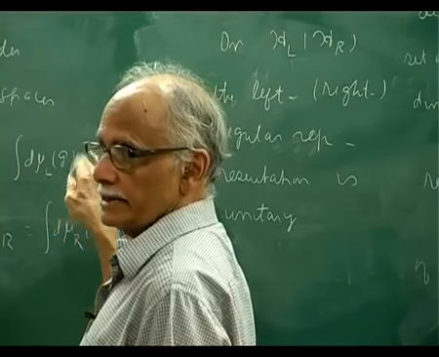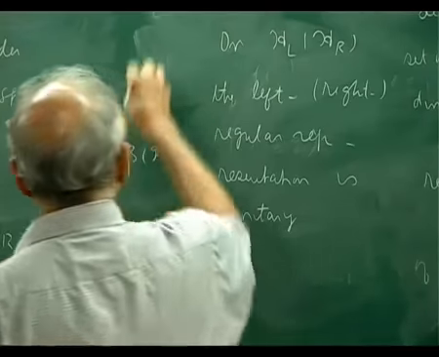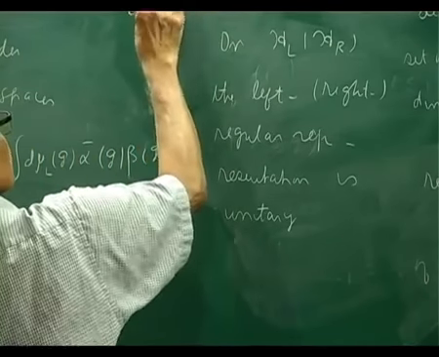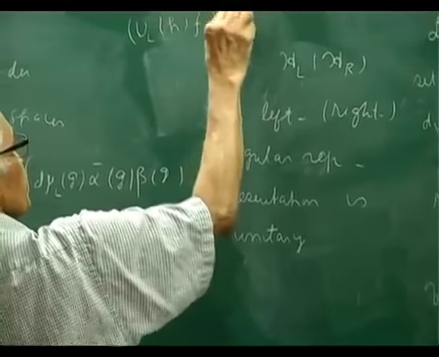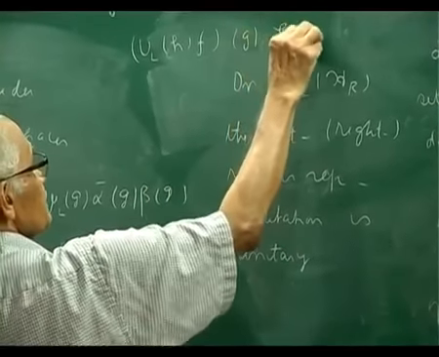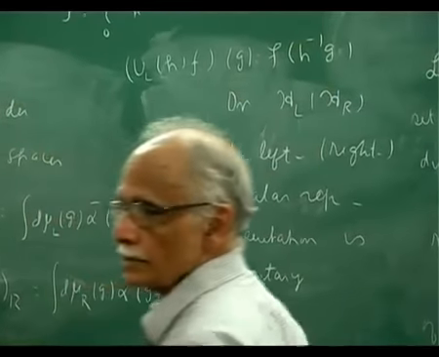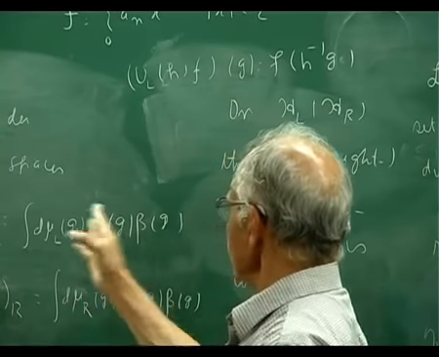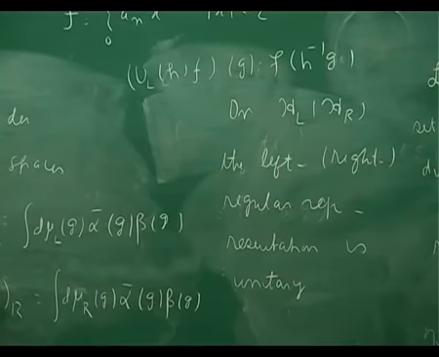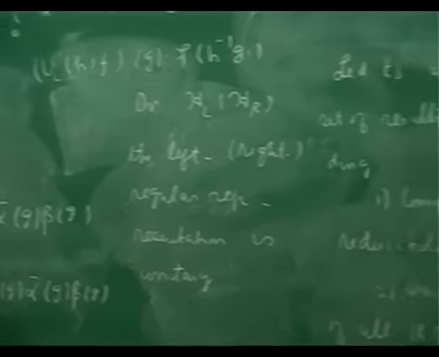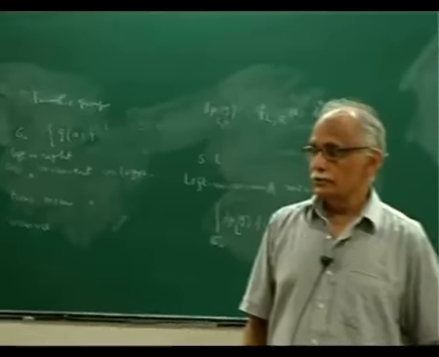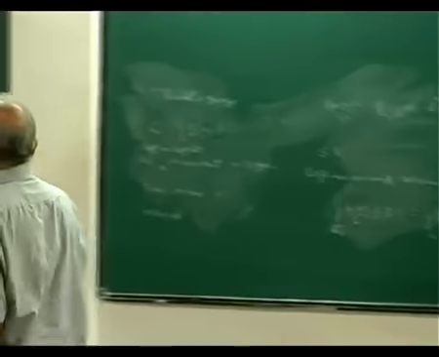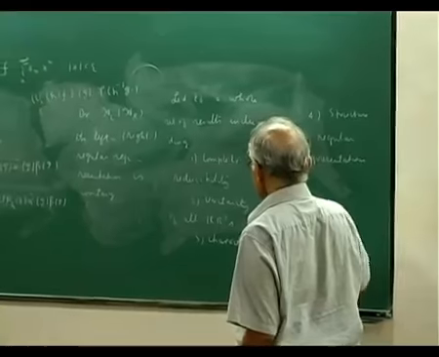If you remember U of H, so in the left regular representation U_L of H, F at G was F of H inverse G, right? And the right one was on the other side. So it is unitary, because if I do the same thing on the left, it will cancel out. So these are unitary representations. This is very important. When you do partial wave analysis, so when you separate variables in the Schrodinger equation, you are using this kind of thing. Underlying all that activity is this result here.